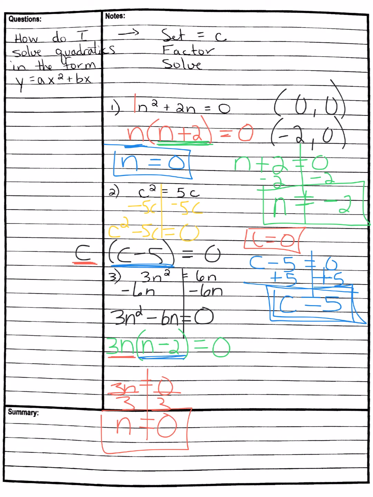And my second answer is going to be n minus 2 equal to 0. We're going to add 2 to both sides. We get n equals 2. And that's going to be the second point it will cross. Two solutions for this one. These three examples were two solutions, meaning that the parabola is crossing the x-axis at two spots. Let's go ahead and go to the next slide.